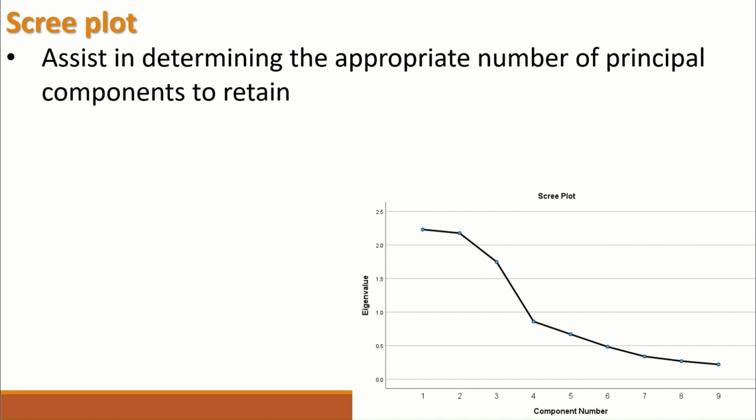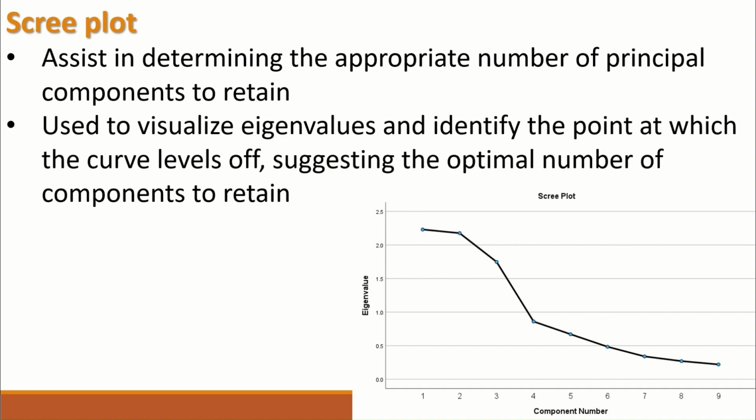The next slide shows the scree plot. The scree plot assists in determining the appropriate number of principal components to retain or to obtain from the analysis. It is used to visualize the eigenvalues and identify the point at which the curve levels off, suggesting the optimal number of components to retain. Here in this graph, on the x-axis is the component number, on the y-axis is the eigenvalue. The cut point for the eigenvalue is 1, and there are 3 major components, 1, 2, and 3.